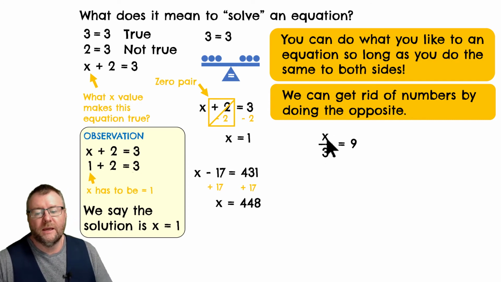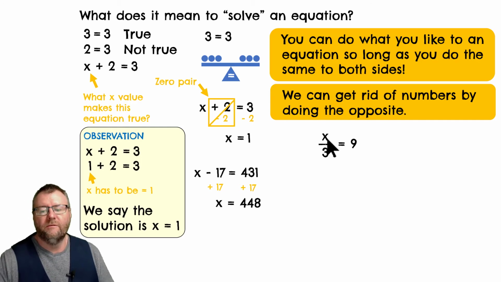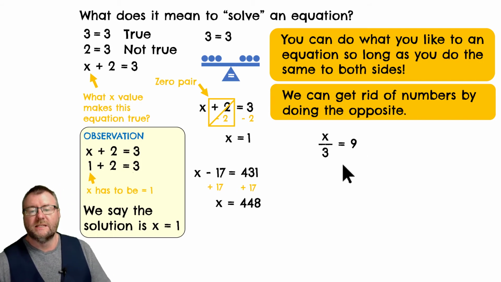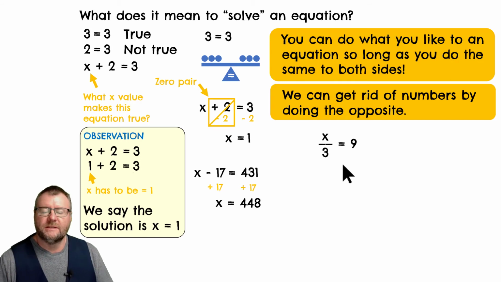To solve it, I want to get an answer that says x equals something. What value for x makes this true? Now you might be able to do that by observation because something divided by 3 gives me 9. You can probably see the answer is going to be 27, but let's go through and do it step by step just in case you couldn't do that one by observation.